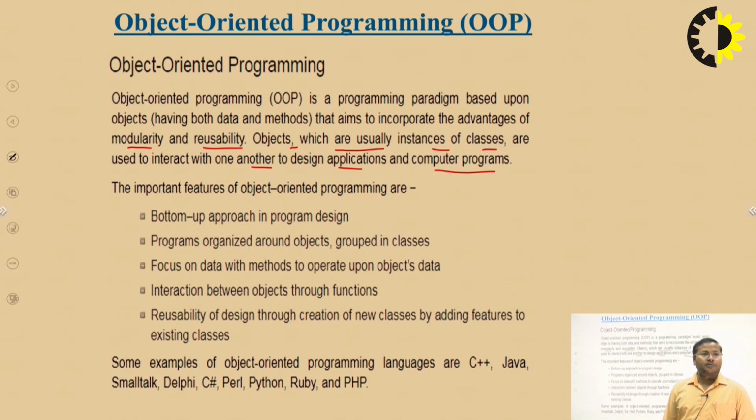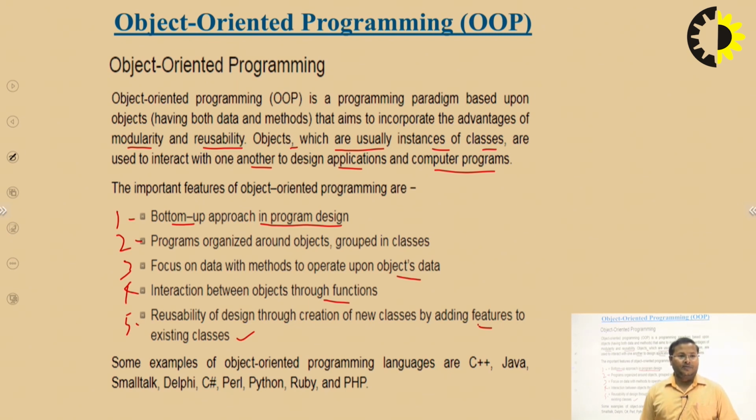The important features of object oriented programming are: first, it is a bottom up approach in program design. Second, programs are organized around objects grouped in classes. Third, focus on data with methods to operate upon the objects' data. Fourth, interaction between objects through functions, and reusability of design through creation of new classes by adding features to existing classes, which we can achieve by using inheritance.